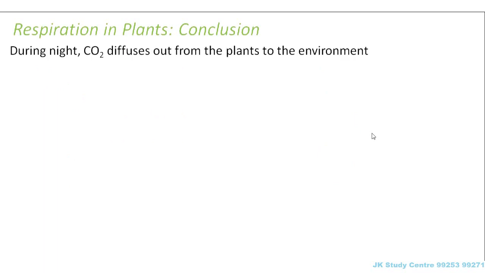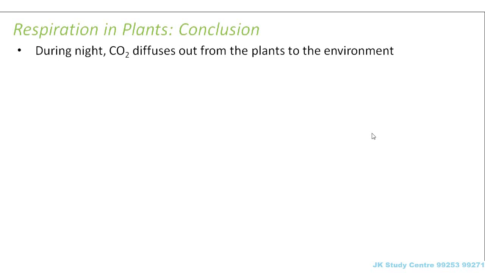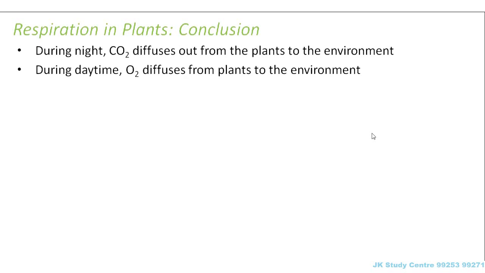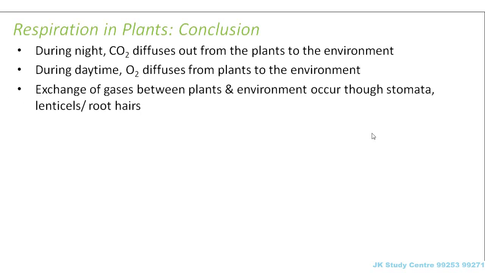Now that we have reached towards the end of our discussion on respiration in plants, let us quickly conclude what we discussed. During night, carbon dioxide diffuses out from the plants to the environment because only respiration happens. During daytime, oxygen diffuses from plants to the environment because the rate of photosynthesis is higher than the rate of respiration. Exchange of gases between plants and environment occurs through stomata, lenticels or root hairs. However, most of the exchange happens through stomata.